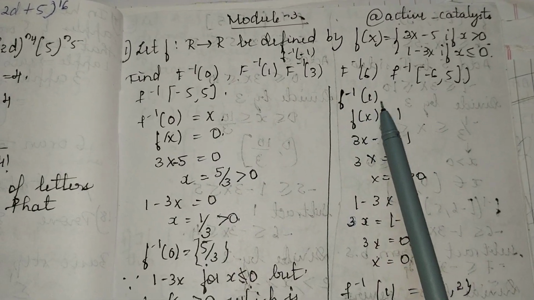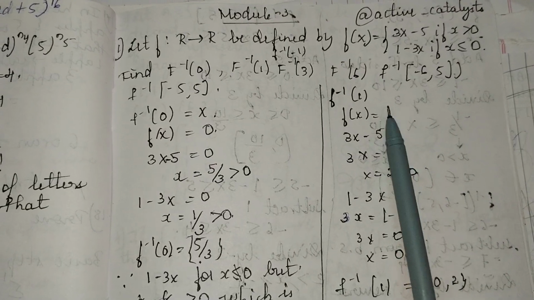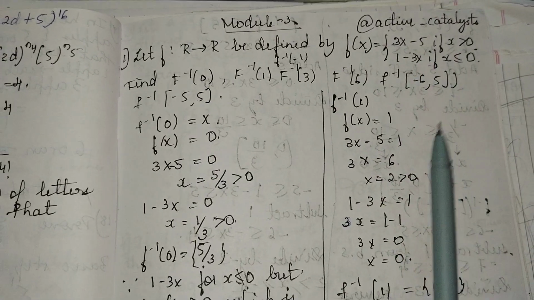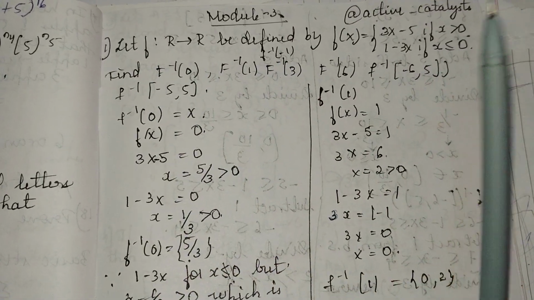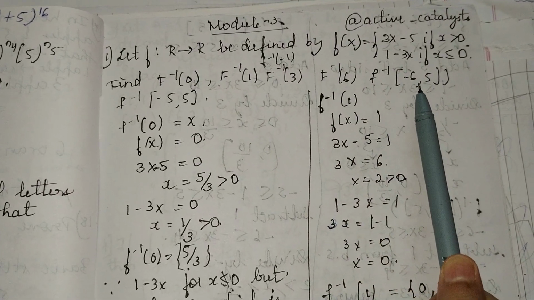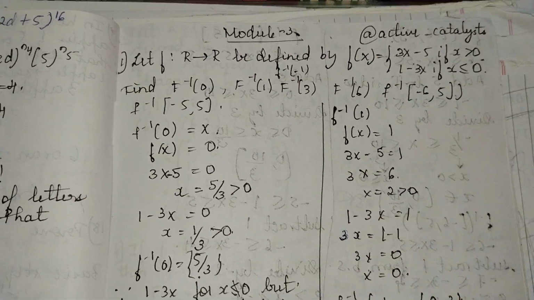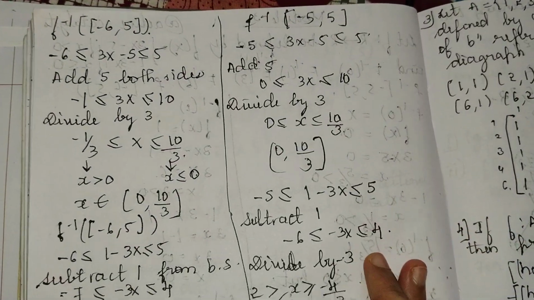Similarly, for f inverse of 1, you set this equation equal to 1. For both the equations, substitute 1 and check the answer. Similarly, do so for all. One more important question here is where they have given the combination minus 6 comma 5. In that case, what you have to do, we will see now.